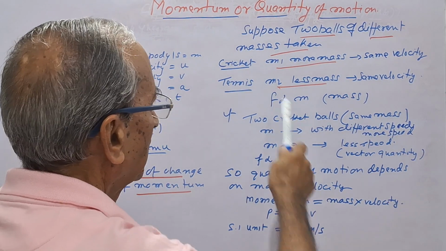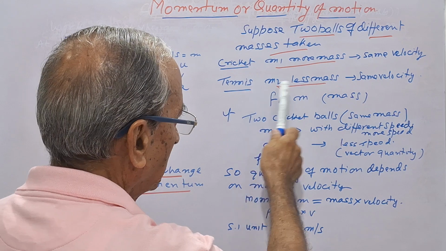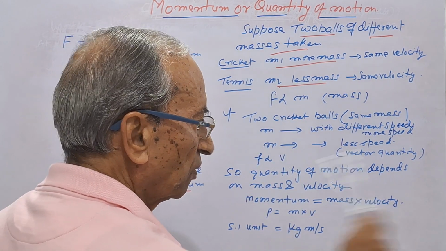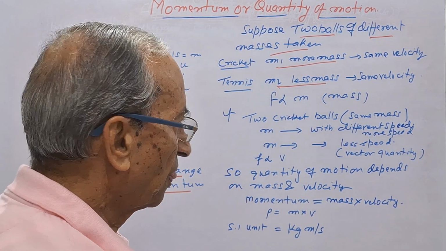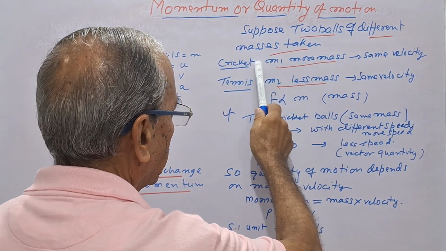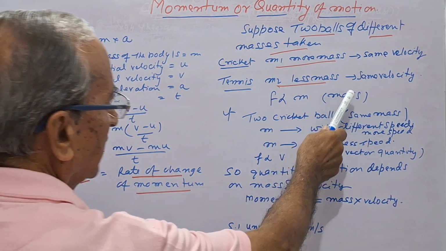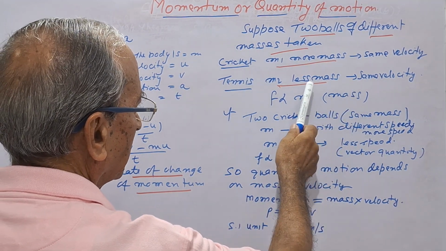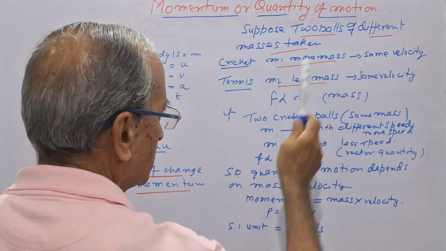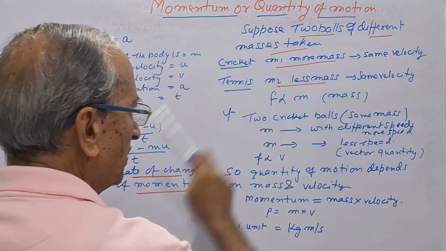Again, listen: cricket ball, more mass; tennis ball, less mass. They are going with the same velocity. We find that more force is required to stop the cricket ball, that is the more massive one, and less force is required to stop the tennis ball, that is the less massive one. So from this we conclude that force is directly proportional to mass.